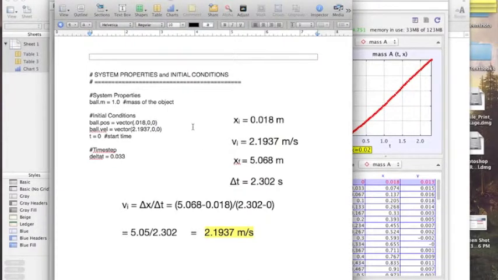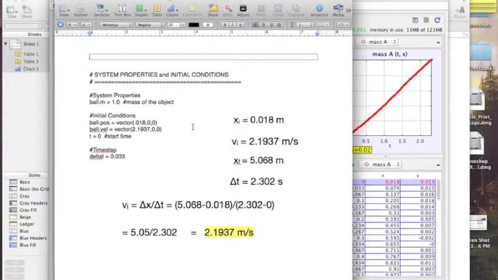So here's what we did. We made the mass of the ball 1 kilogram, approximately 2.2 pounds. And the initial position was really close to the origin, 0.018 meters.